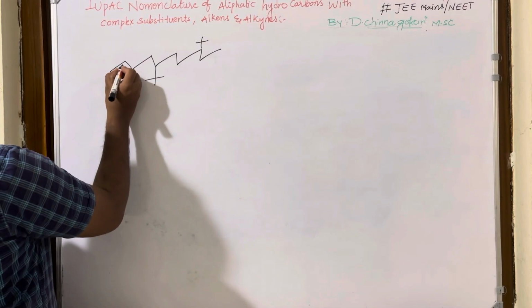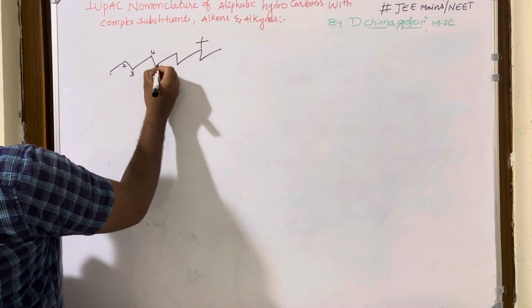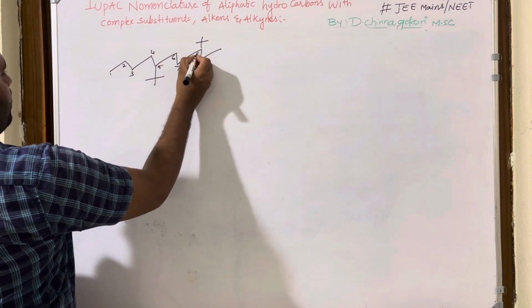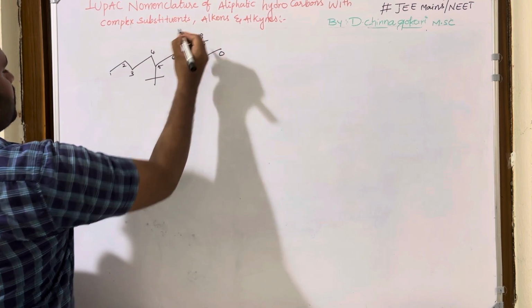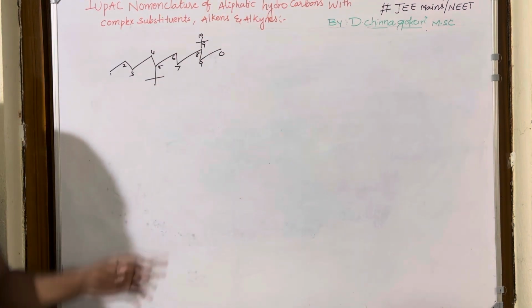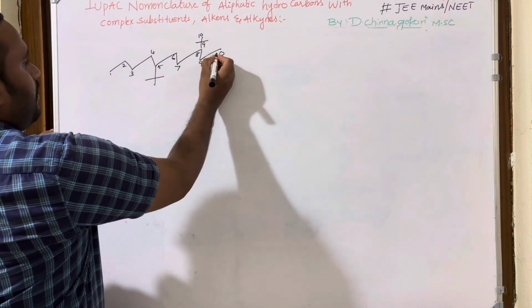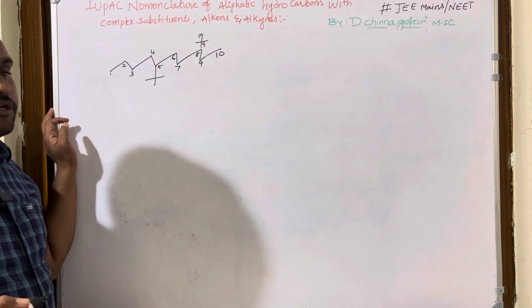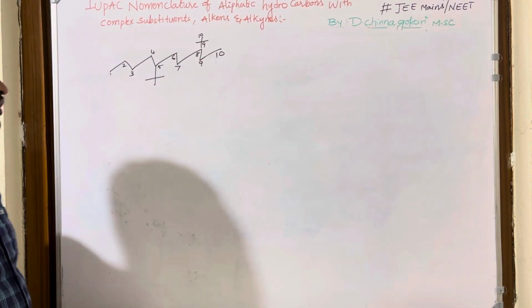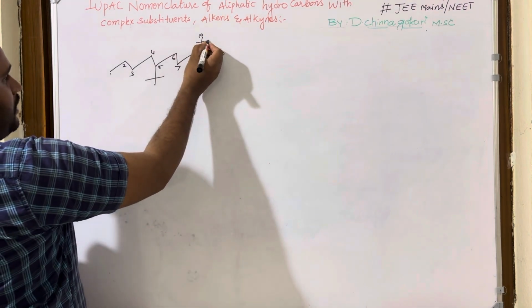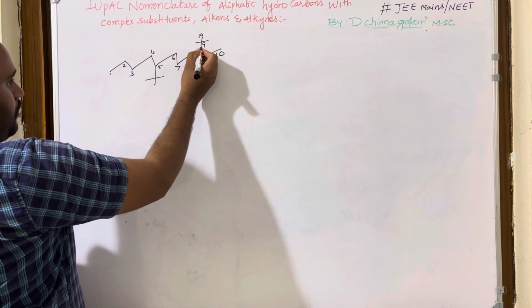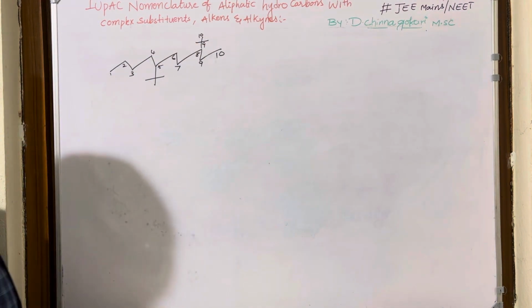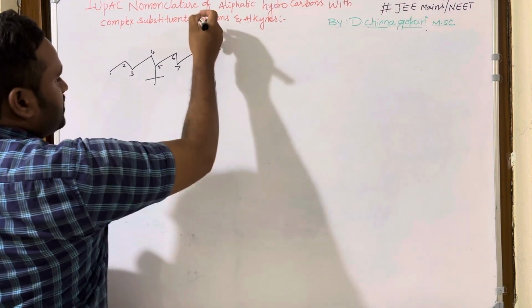So 1, 2, 3, 4, 5, 6, 7, 8, 9, 10 here, and here also 9, 10. So which one should we select? When there is an equal number of carbons in the two possibilities, we should select the longest carbon chain which contains more substituents. See here, when you observe clearly, here we have two more substituents, but here only one substituent. That's why we take this numbering.